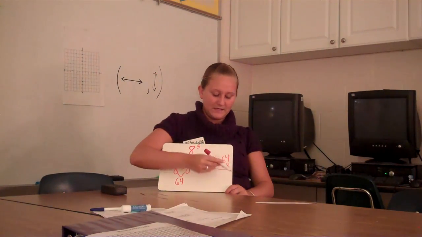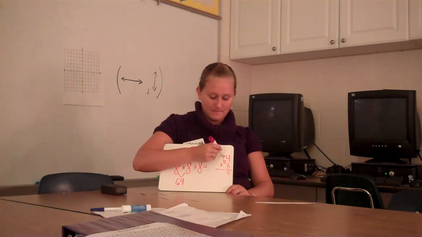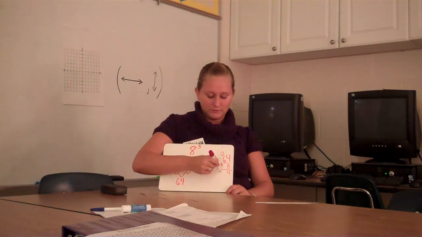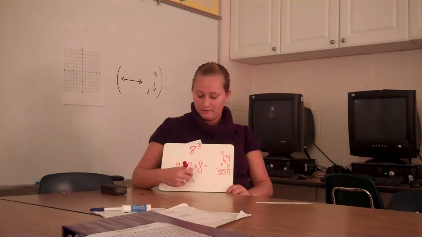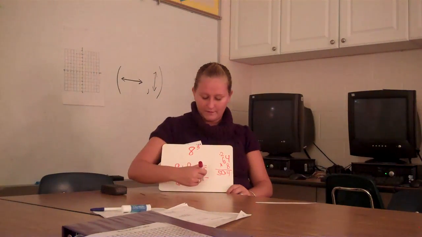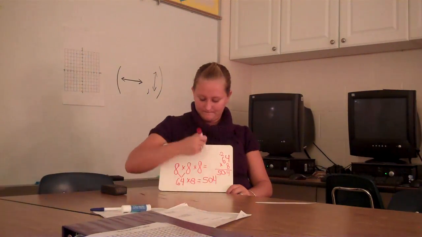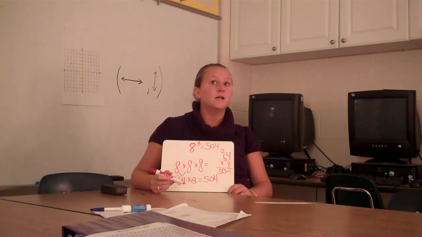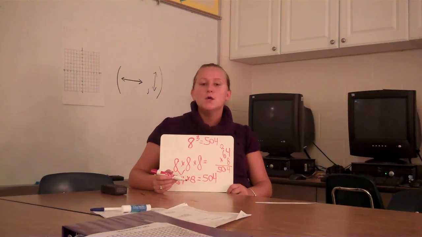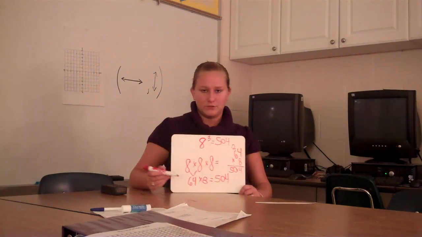So 4 times 8 is 32... 6 times 8 is 48 plus 3 is 51. Our answer to this problem, which is really big, would be 512. So 8 to the 3rd is 512. It is not 24. 24 would be doing 8 times 3. That is not what you're going to do.